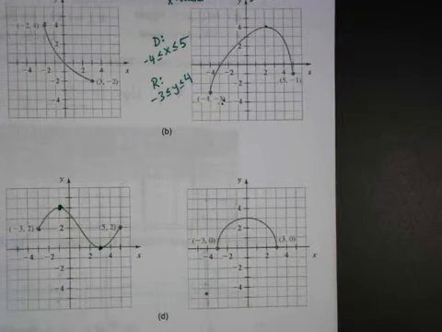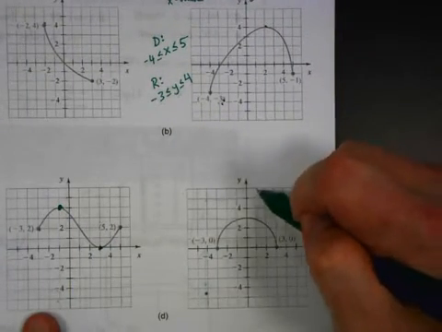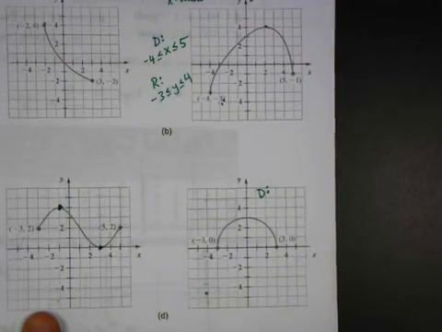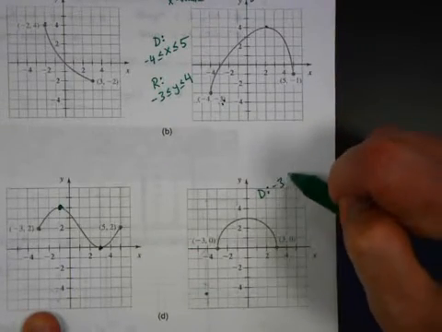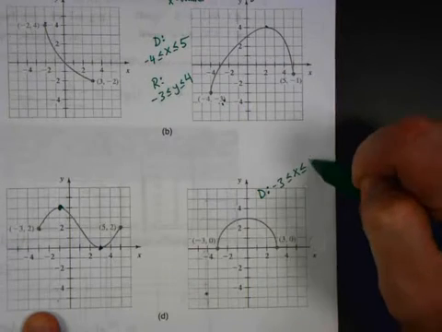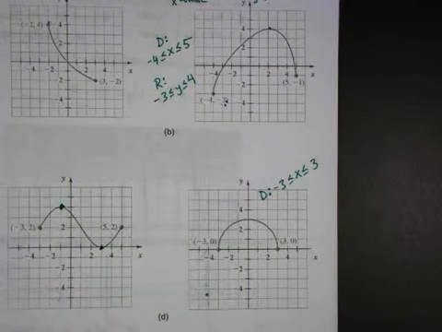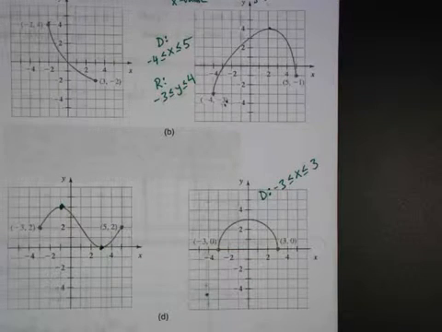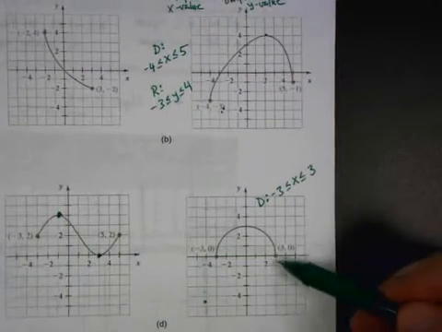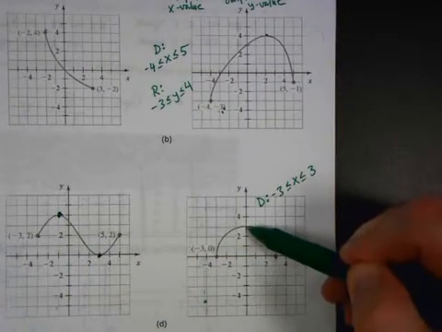D. What's the domain? -3 to 3. So x is in between -3 and +3. Range? How low to how high? Lowest spot is 0. Highest spot is 3.